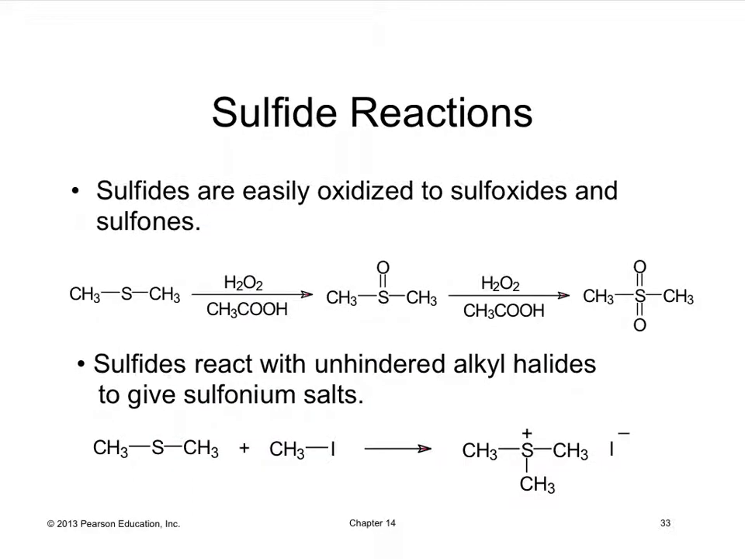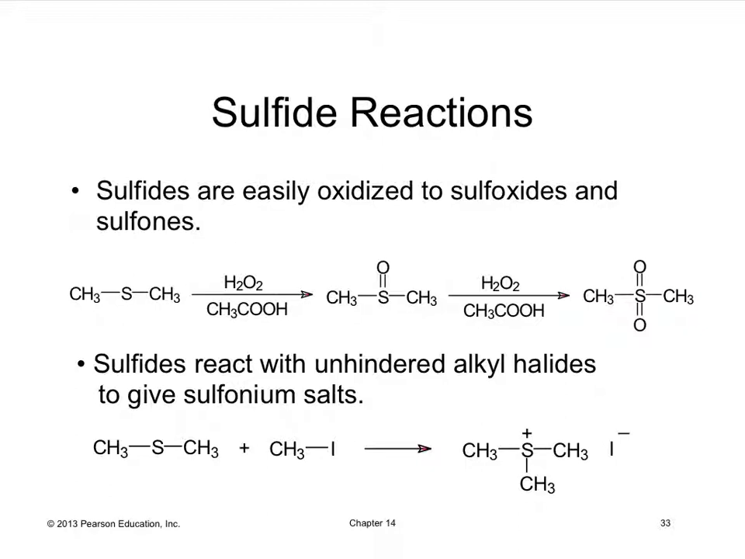In terms of sulfide reactions, sulfides are easily oxidized to sulfoxides and sulfones. So here's dimethyl sulfide in the presence of hydrogen peroxide and acetic acid. You oxidize that sulfur group, right, once. In the presence, again, of more hydrogen peroxide and acetic acid, you generate the overoxidized form. So the sulfone, so this would be the sulfoxide, this is the sulfone, so remember those names.